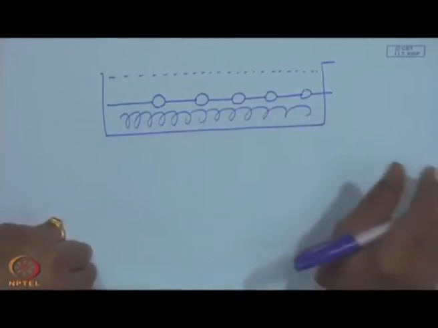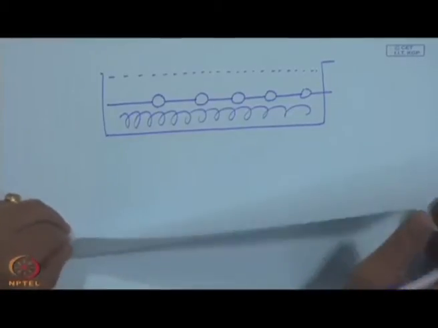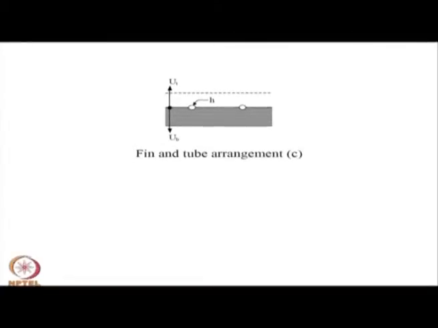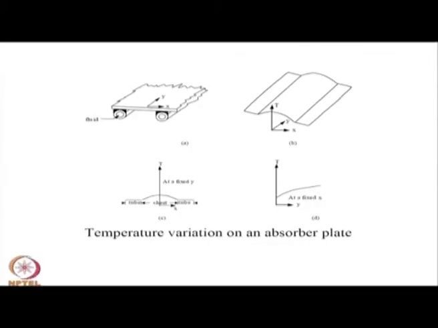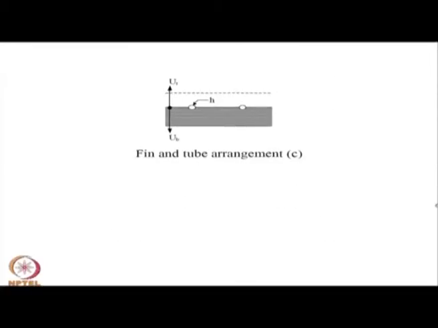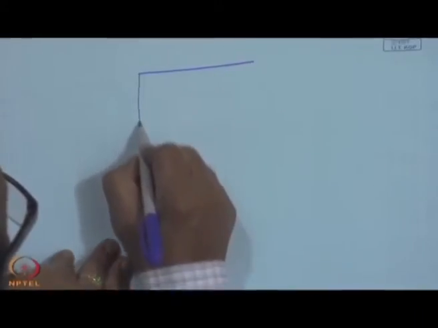These are the fin and tube type of absorbers, with the tube arrangement being slightly different from one to the other. Each one has its own advantage or disadvantage, and the expressions that we are going to have slightly differ. The performance may not be all that much different from one to the other. It is a question of manufacturing convenience. Now, you can think of other configurations also.